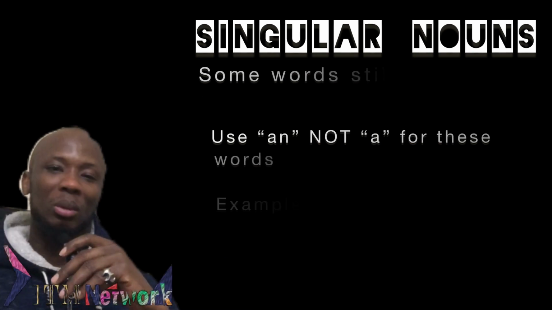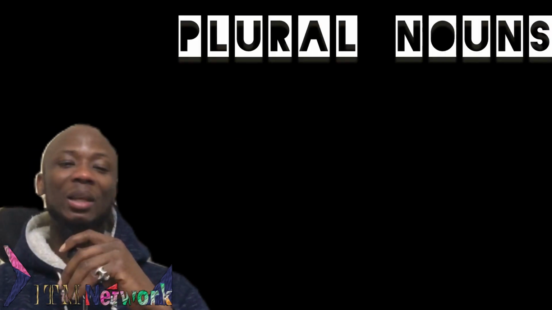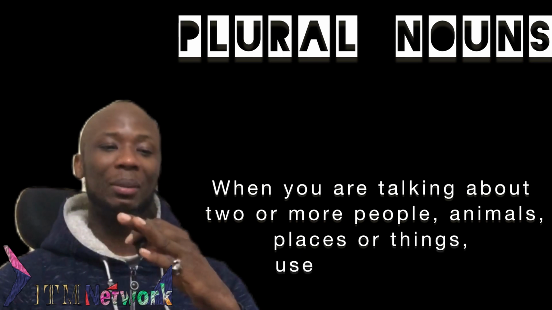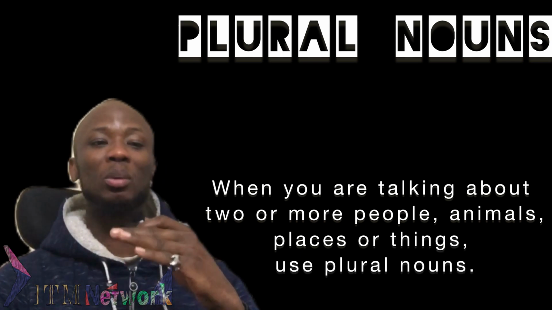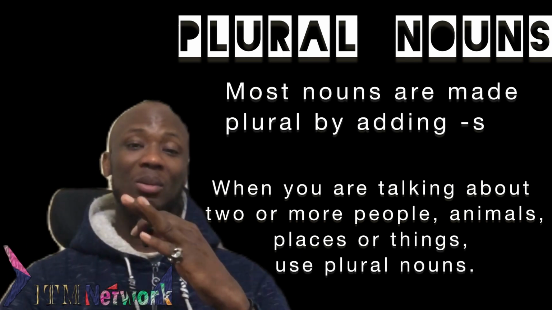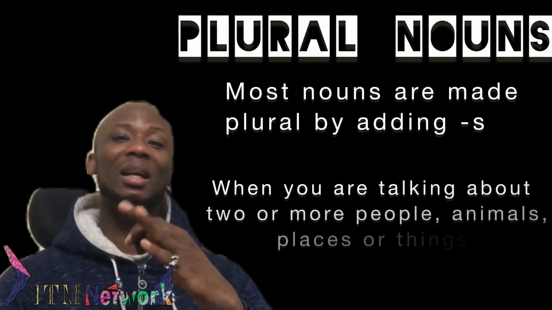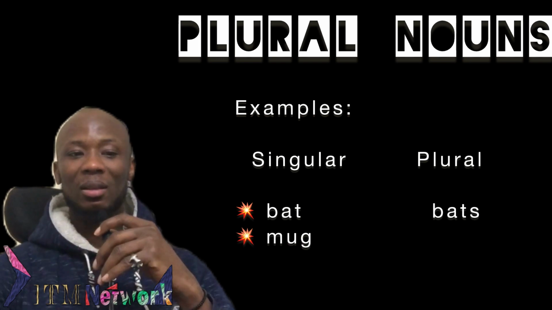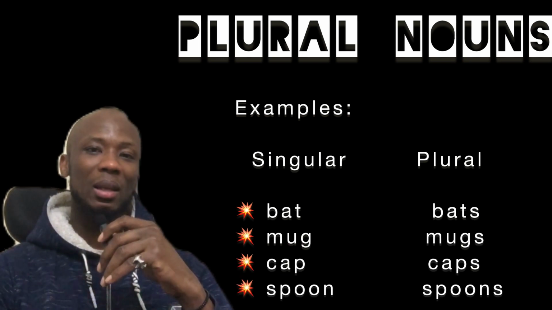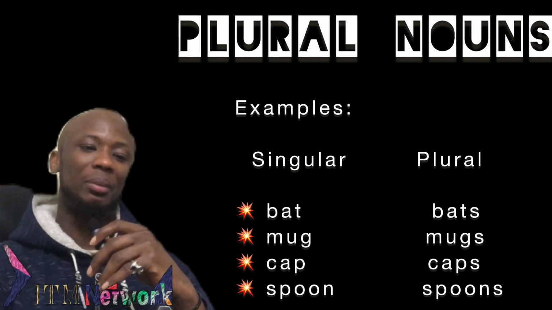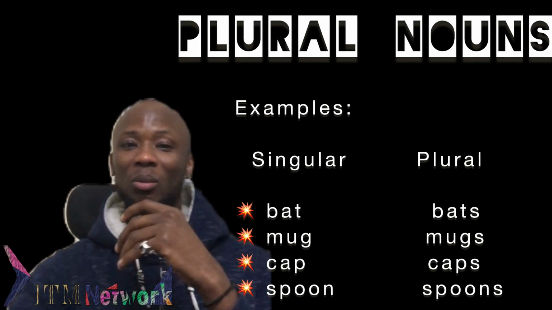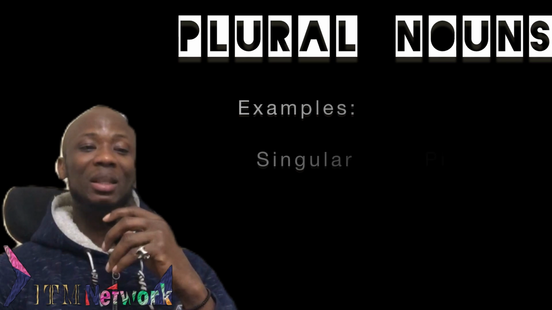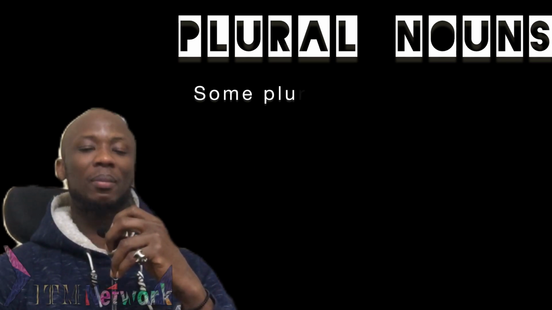Now let's talk about plural nouns. Plural nouns are used when you're talking about two or more people, two or more animals, places, things. Most nouns are made plural by simply adding an S. So I say star, stars. That's the plural. Bat, bats. That's the plural. You can find some other words by yourself, and some plural nouns also end with es.